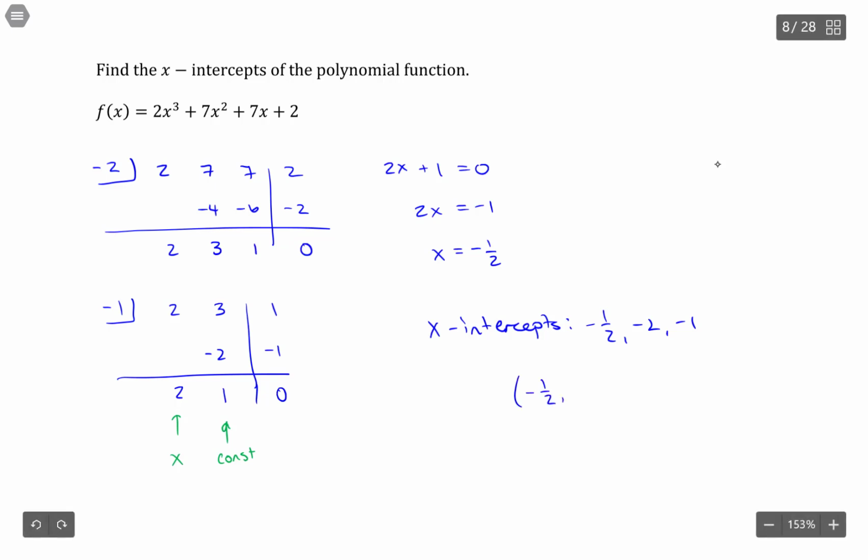Now, if you need to write those as points, that's fine as well. The thing about x-intercepts is that the y value is always 0. So you would just take each of these and express it as a coordinate pair with the y value being 0. Sometimes it's required to write it as a point. Sometimes you can just list the actual numbers themselves. Just follow the instructions in whatever question you're answering.